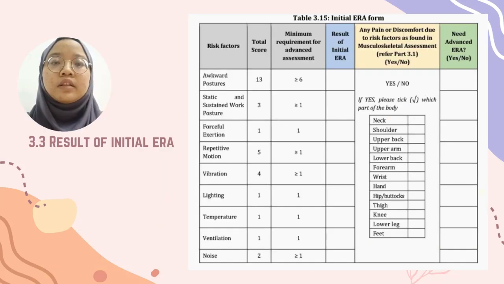So from all the risk factors, we can put all the tick marks on the initial ERA form. The minimum requirement for advanced assessment would be 1 tick mark from each of the risk factors, except for risk factor awkward posture. We need to at least exceed 6 marks. So from initial ERA form, we can make sure whether the advanced ERA is needed or not.